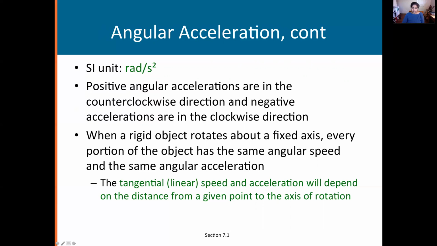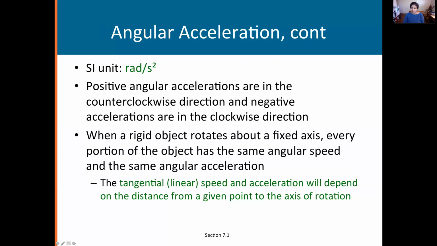So positive angular accelerations are counterclockwise in direction, and negative accelerations are clockwise in direction. By the same argument that we made earlier for angular speed or angular velocity, when a rigid object rotates about a fixed axis, every portion of the object has the same angular speed and the same angular acceleration because of our definition of what a rigid object is.